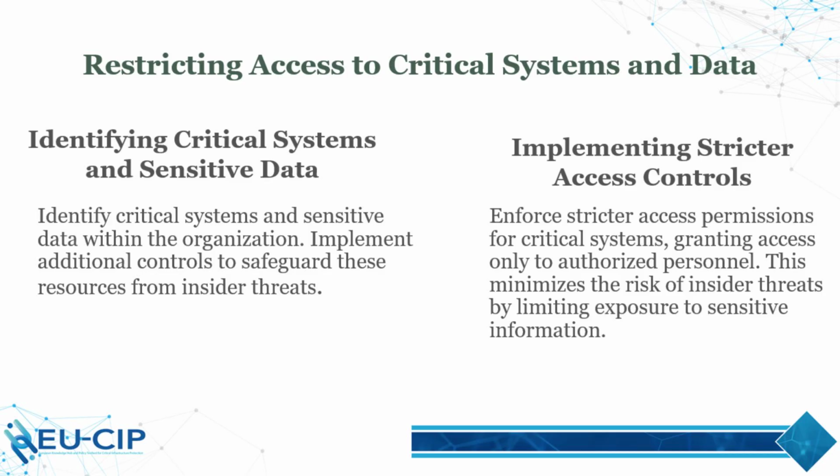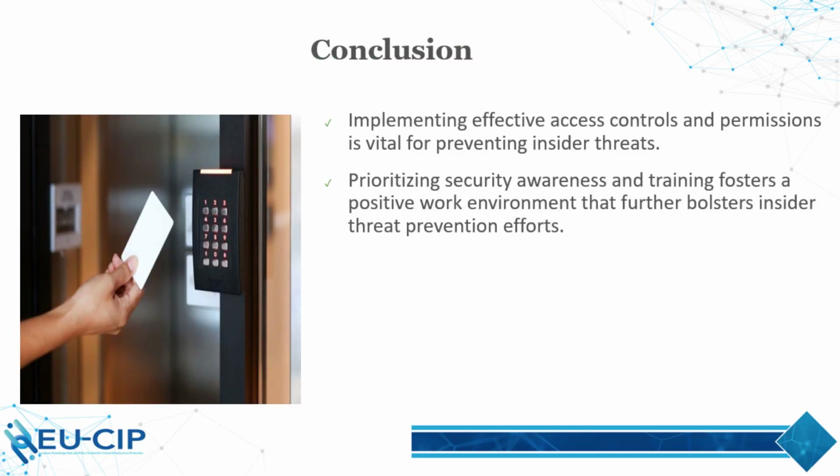In conclusion, implementing access controls and permissions is a crucial step in preventing insider threats. By regularly reviewing access rights, implementing role-based access control, enforcing strong password policies, implementing multi-factor authentication, auditing access logs, and restricting access to critical systems and data, organizations can significantly reduce the risk of insider threats.